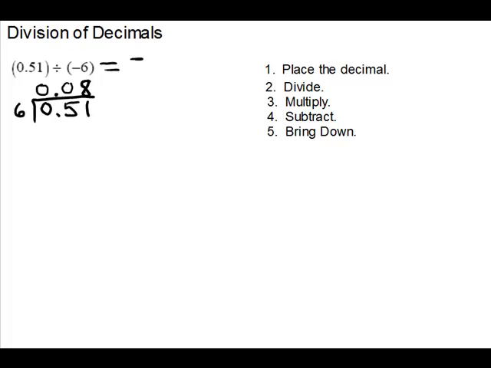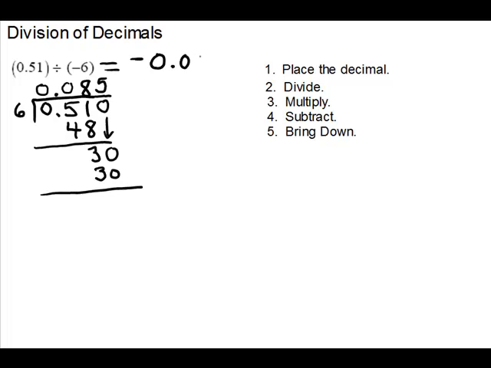That was our divide. Now we're going to multiply back. 8 times 6 is 48. Subtract. It would be 11 minus 8 is 3. And we can add zeros to keep going. So we'll add a 0 on the end, and then we'll bring it down. And 6 into 30 will go 5 times. 5 times 6 is 30. And so this one does work out evenly by adding the 0. So our answer is negative 0.085.